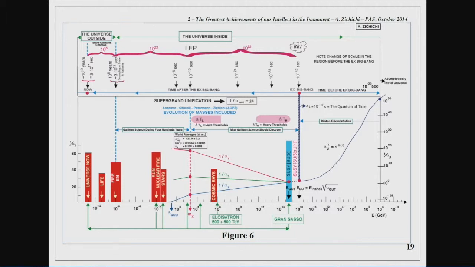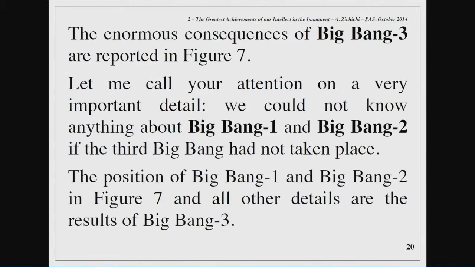The Big Bang 1 is the vertical axis towards the right of this diagram, and what happens before the Big Bang 1 is the subject of theoretical investigations, hoping that all this is going to produce experiments to be performed. The enormous consequences of Big Bang 3 are reported in the next figure.